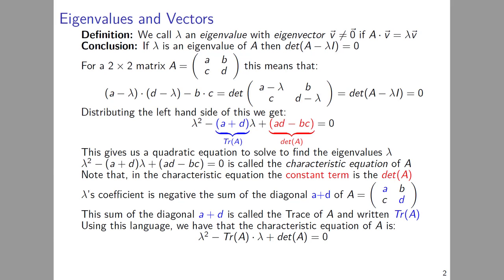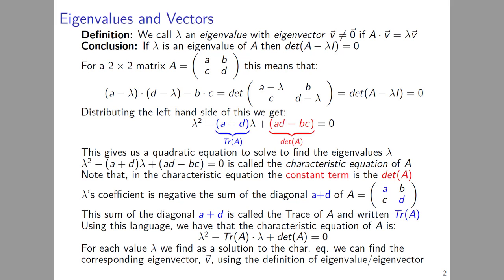So using this language, we have that the characteristic equation of A is lambda squared minus the trace of A times lambda plus the determinant of A equals 0. And we can find these eigenvalues by solving this quadratic equation. And for each eigenvalue lambda we find as a solution to the characteristic equation, we can find the corresponding eigenvector v using the definition of an eigenvalue and eigenvector. In particular, that A times v is equal to lambda times v. In the next video, we will look at an example of this.